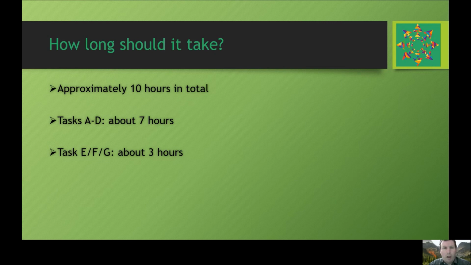hours in total. I would imagine tasks A to D, the compulsory ones, taking about 6 or 7 hours, and task E, F or G taking around 3 hours each by the time you've done the introduction as well. So that gives you some idea of how long they will take, and therefore you don't leave it till it's too late.